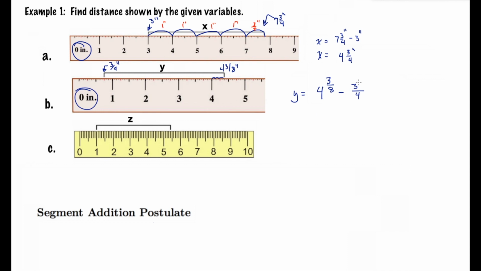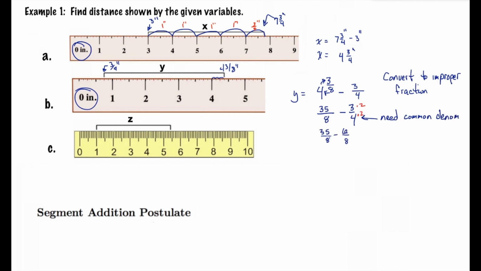The second one, I have y between 4 3/8 and 3/4. If I'm going to subtract this, the best way is to convert into an improper fraction. So 8 times 4 plus 3 is 35 over 8, minus 3/4. I need a common denominator, and then I get 29 eighths when I subtract. Don't want to leave it like that. Let's put it back into a mixed number. So I get 3 and 5/8.